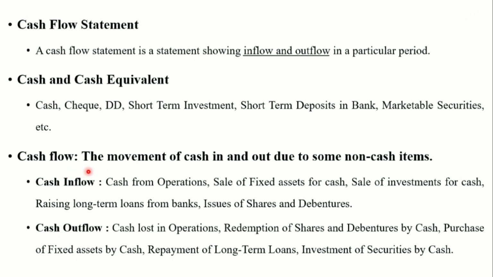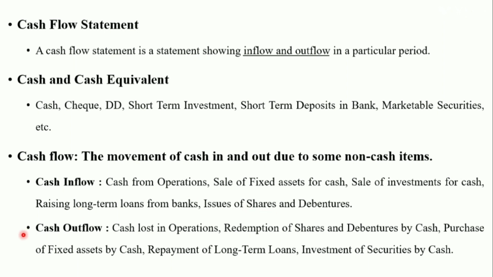Now, what is meant by cash flow? Cash flow is nothing but the movement of cash in and out due to some transactions, that we call a cash flow. Cash flow includes cash inflow and cash outflow. Cash inflow means the transactions in which cash is coming into the business. For example, cash from operation, sale of fixed asset for cash, sale of investment for cash, raising long-term loans from bank, issues of shares and debentures. These are some of the transactions in which cash inflow occurs.